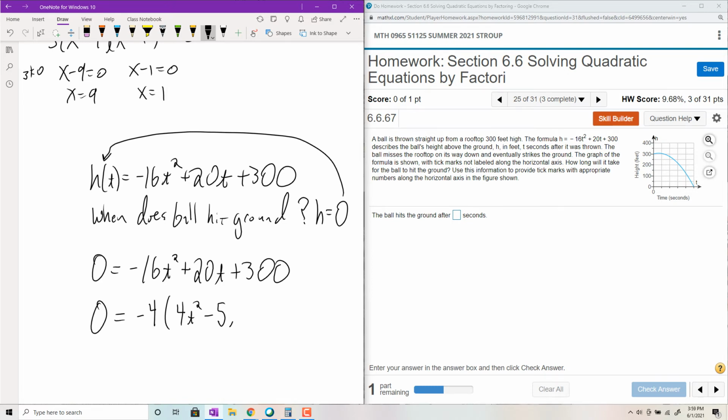Negative 5t, and then it'll flip the sign, so minus... how many quarters are in $3? 12 quarters. And then we'll try to factor that. If it doesn't factor, that usually means we did something wrong, like copied it wrong. Okay, so I'm thinking 2t. I'm hopeful it's going to be 2t and 2t, and then maybe like 6 and 2, something like that. So 4 and 12.